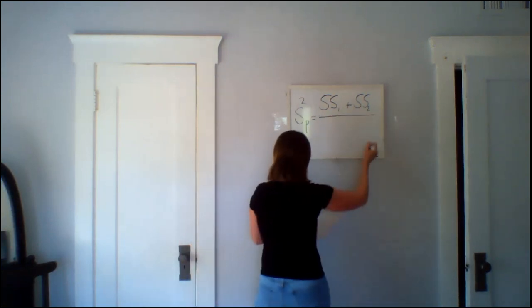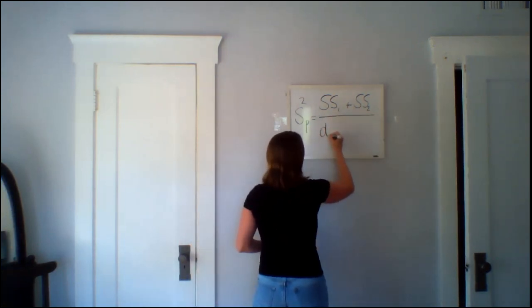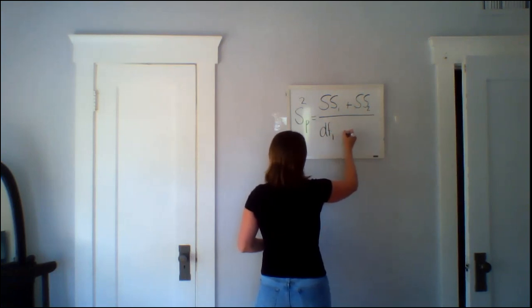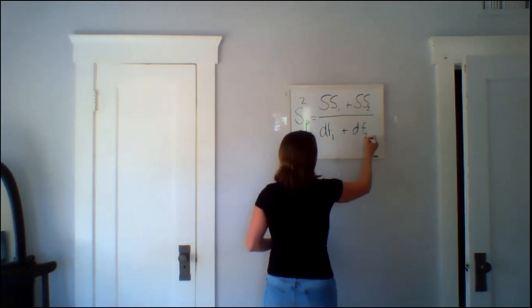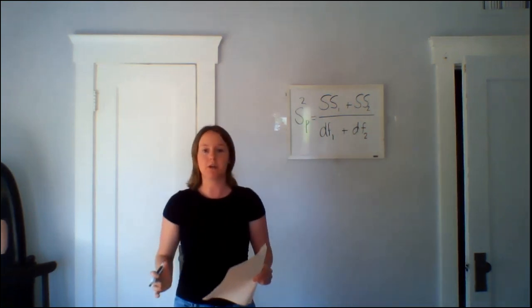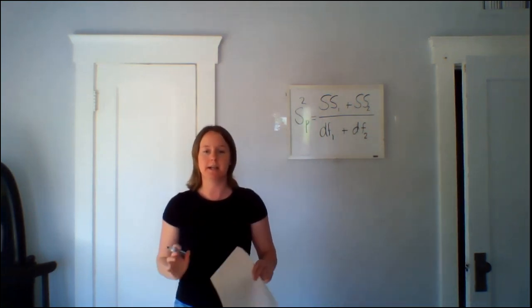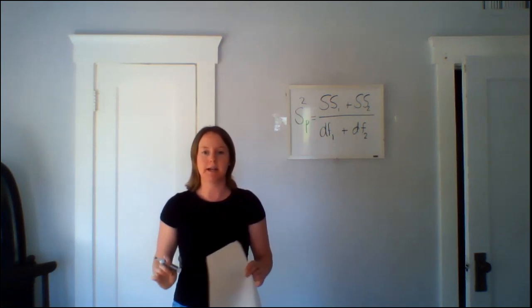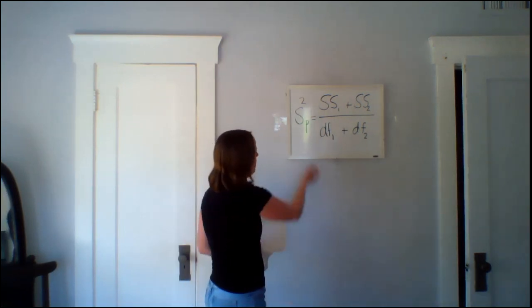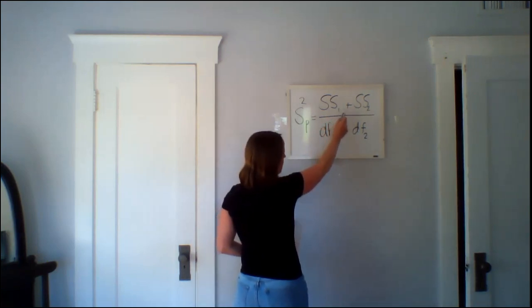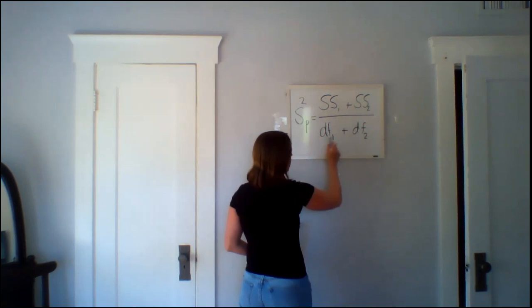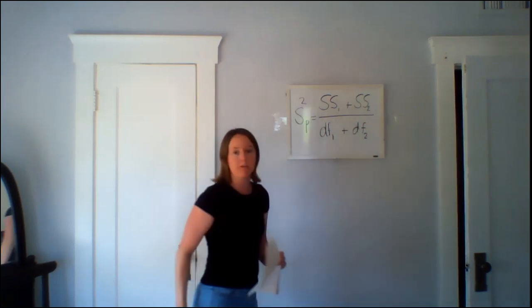And then we divide by the degrees of freedom for sample 1, plus the degrees of freedom for sample 2. Remember, degrees of freedom is always equal to n minus 1, sample size minus 1. So if we wanted to compute the pooled variance, it's the sum of squares for group 1 plus the sum of squares for group 2 over the degrees of freedom for group 1 plus the degrees of freedom for group 2.